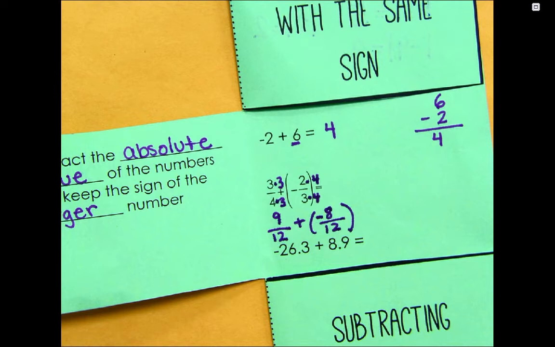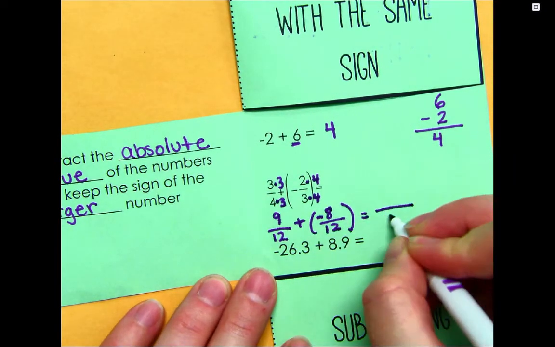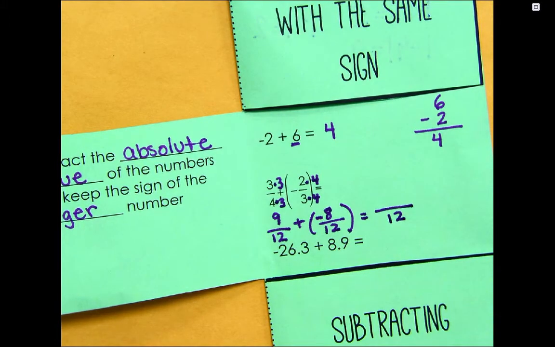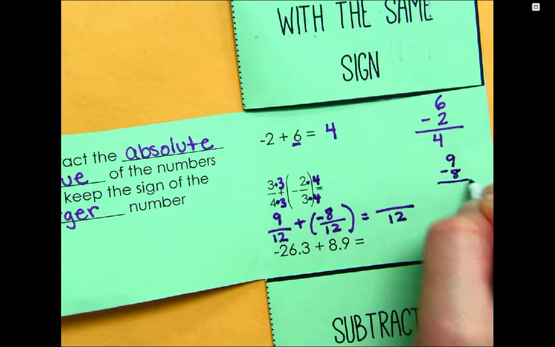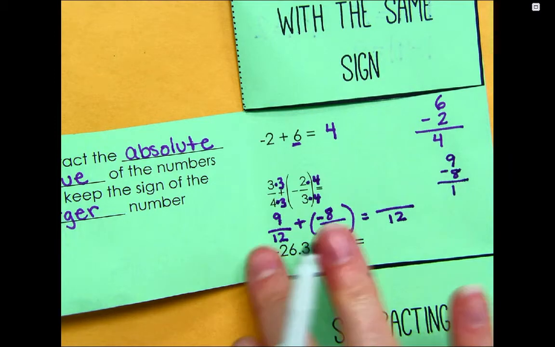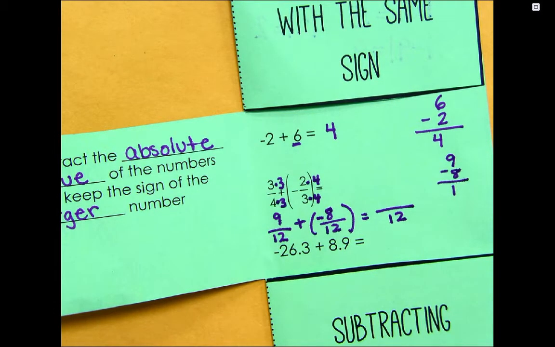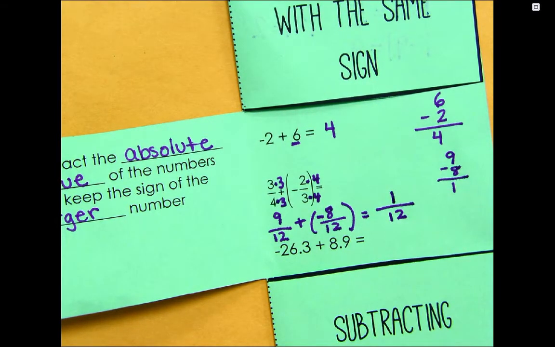Okay, so we still have two numbers that are of different signs. So the denominator doesn't matter anymore because whenever you add fractions, you only add the numerator. So 12 is just going to stay on the bottom. So we only have to look at this 9 and this negative 8. So it says subtract the absolute value, so that means 9 minus 8, which is 1, and keep the sign of the larger digit. So we have 9 and 8. 9 is the larger one, so that's a positive. So that is a positive 1 over 12.